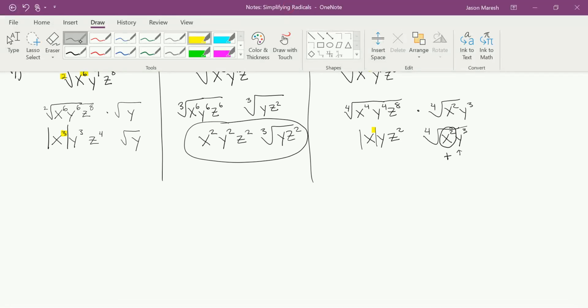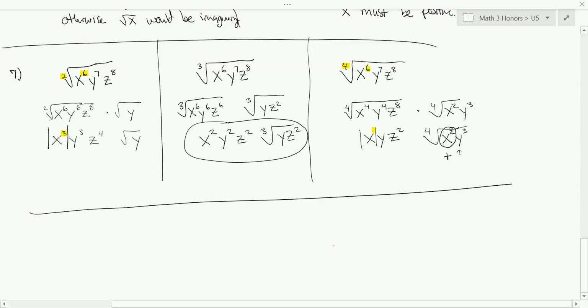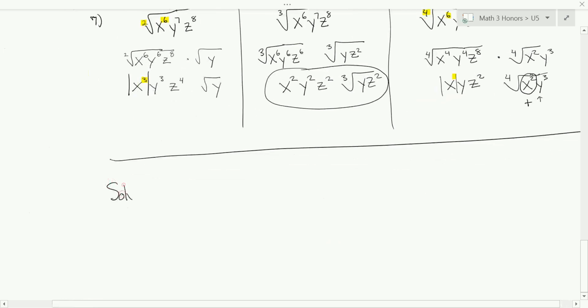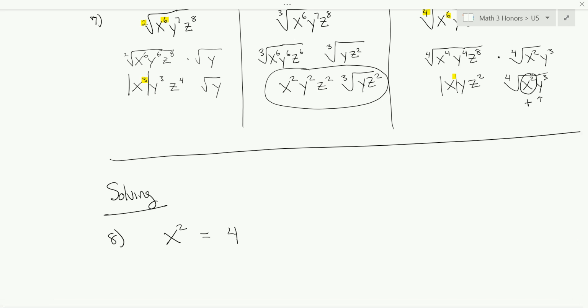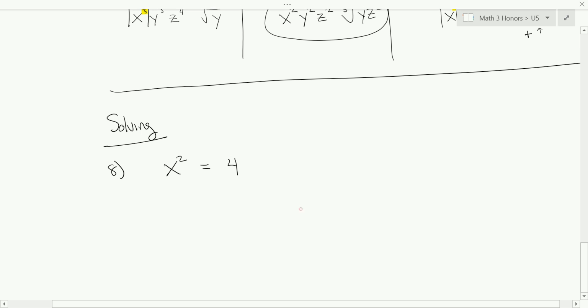I want to look at a different kind of problem now. So, solving. Start with something simple. x squared equals 4, and I ask you to solve for x. How many answers am I going to have? 2, right? Because the power is 2, and whatever that power is, that's how many answers you're going to have. And we saw that with polynomials. So what are my 2 answers? Plus or minus 2.